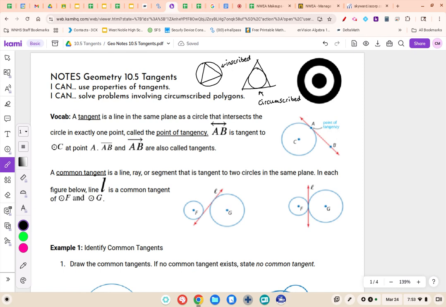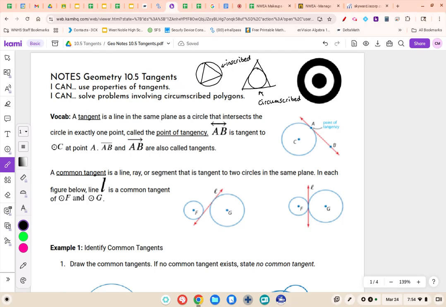So we have some vocab here. A tangent is a line in the same plane as a circle that intersects the circle in exactly one point, called the point of tangency. Line AB is tangent to circle C at point A. Segment AB and ray AB are also called tangents.